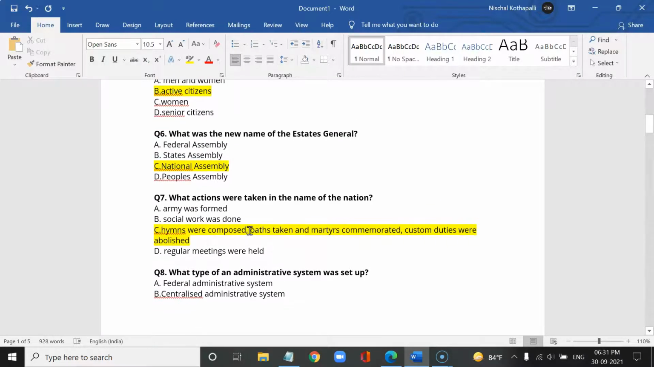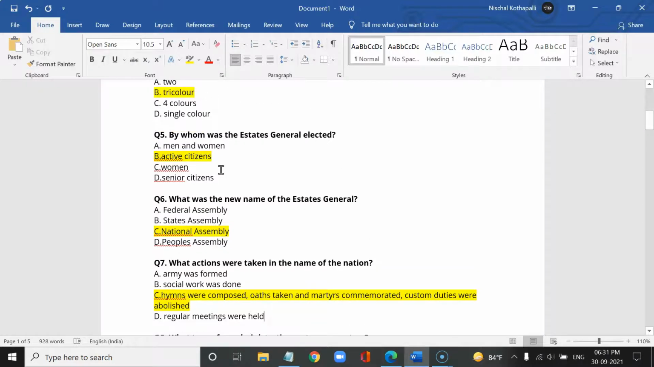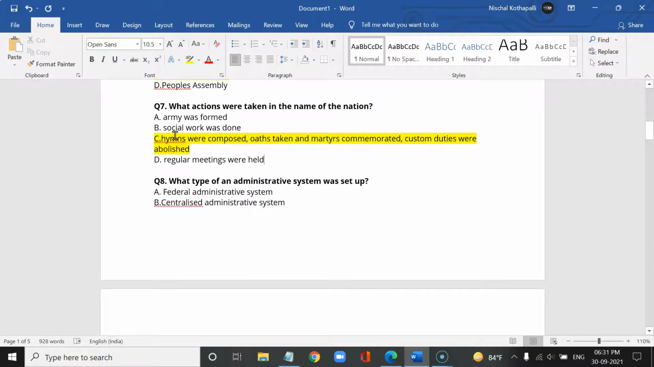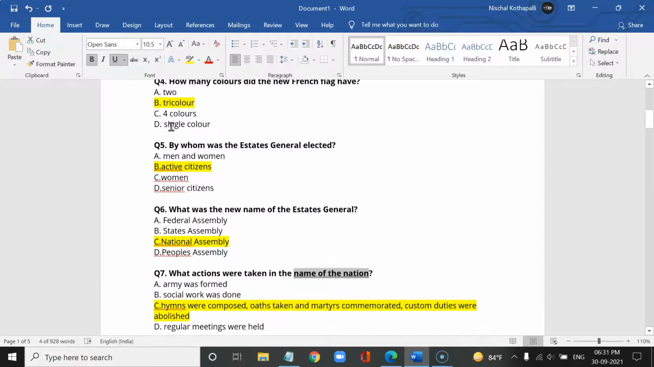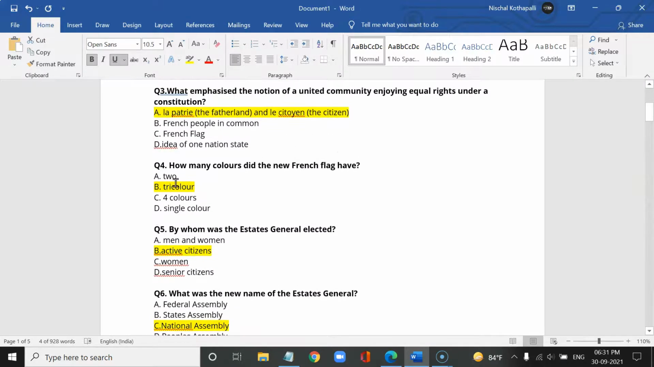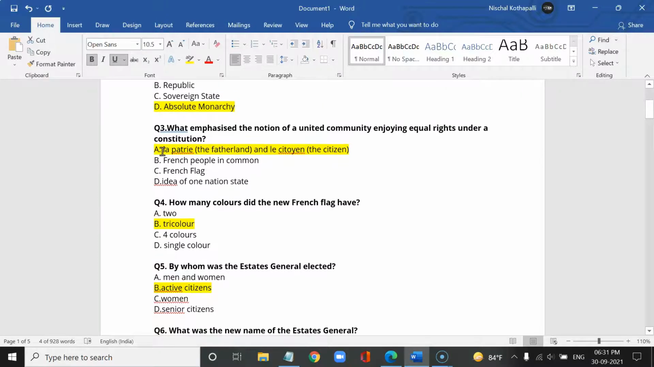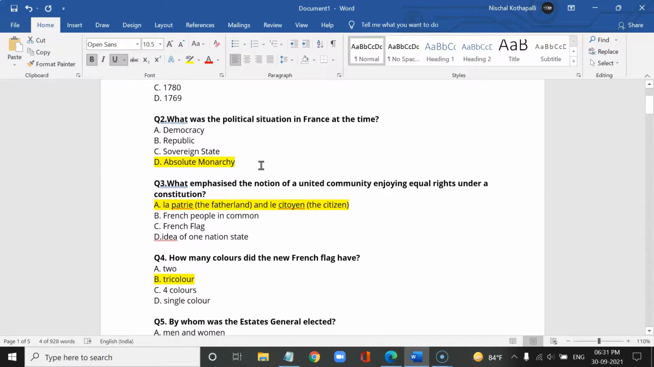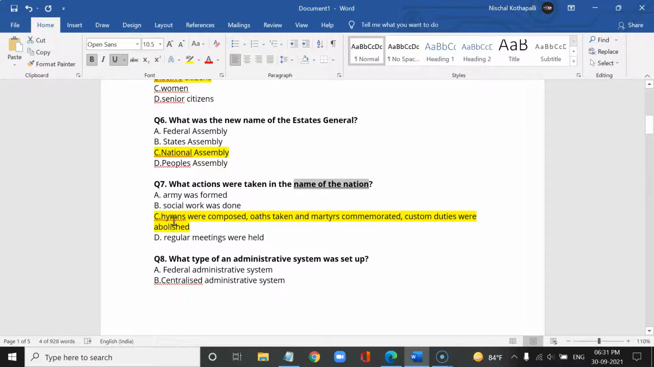An easy hack for any multiple choice question is finding the odd one out. Especially for questions like these, where obviously this is the longest option, but don't go for that. The main part here is what actions were taken in the name of the nation. In the textbook we see that in the name of the nation, they changed the name of the Estates General, it became the National Assembly with the Constitution, and they replaced the Royal Standard with the tricolor. They created these new terms, la patrie and le citoyen, and obviously this option aggregates all of that.